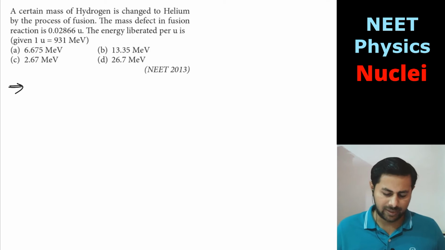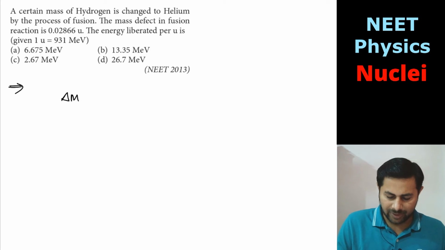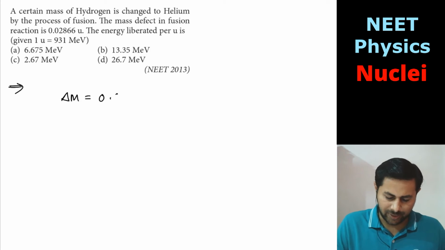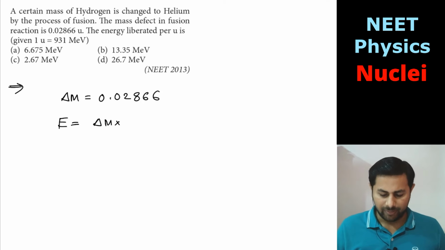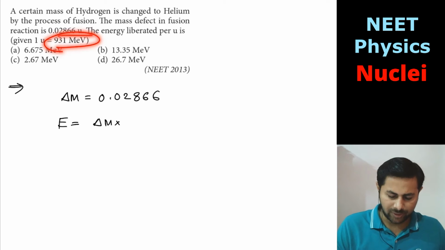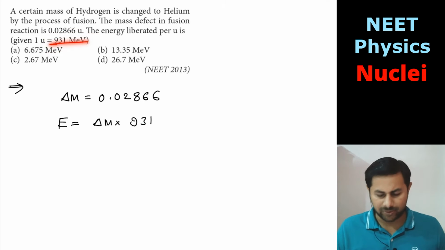Okay, mass defect in the fusion reaction is the difference in masses of the reactants and product nuclei. Delta M is given, so it is 0.02866. Therefore, what would be the energy liberated? Energy liberated would be equal to delta M multiplied by C square, but this is given in U, so just multiply it with 931 mega electron volts. It is 931.5, but here they have given 931.